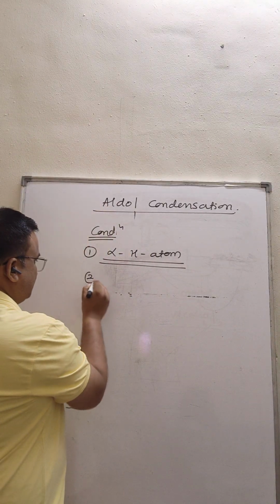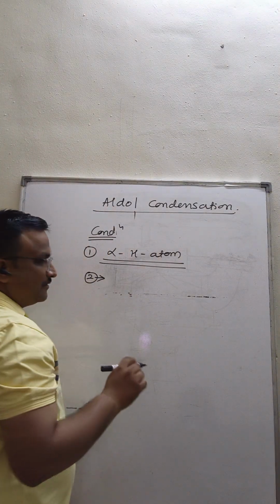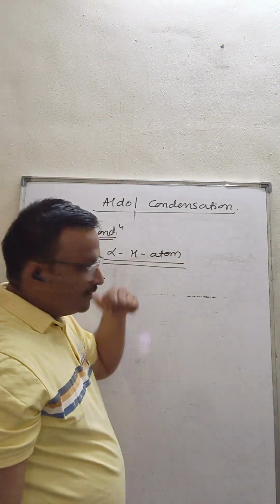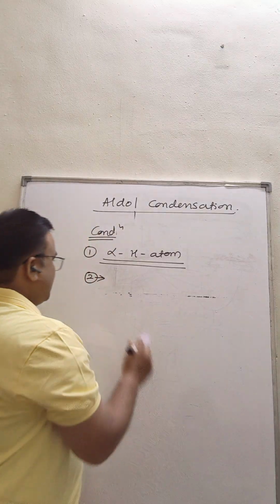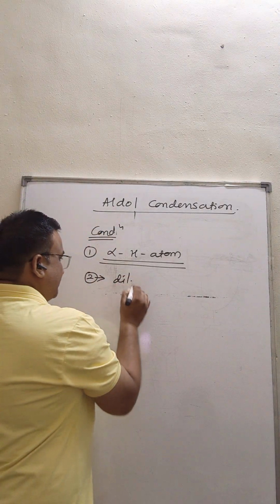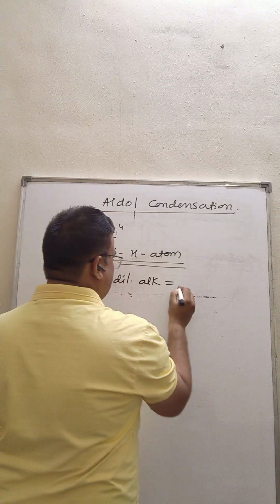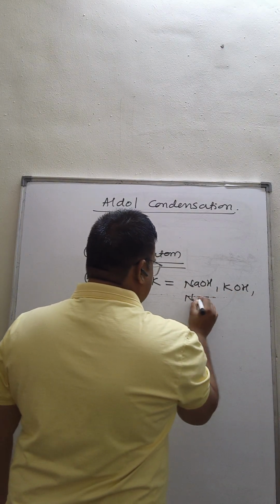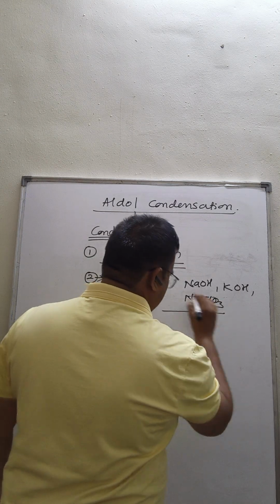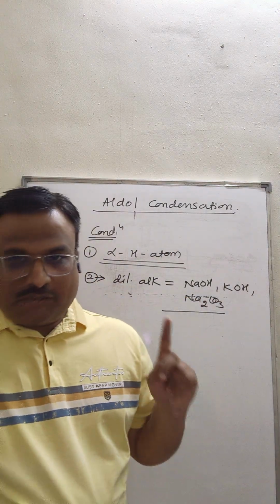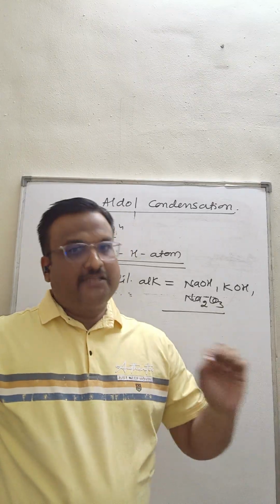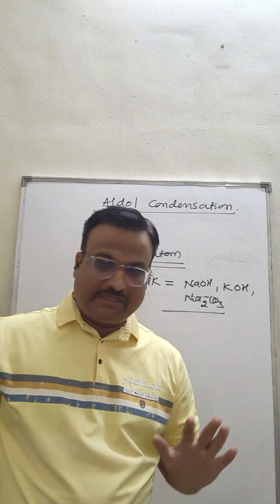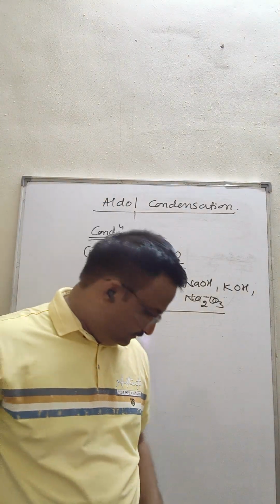Now the second condition is we must provide alkaline conditions for the aldol condensation reaction. For this purpose we need a dilute alkali, like dilute NaOH or KOH, or sometimes Na2CO3 we can use. So these are the two major and important conditions under which the aldol reaction takes place. Okay. Now we'll see the reaction.